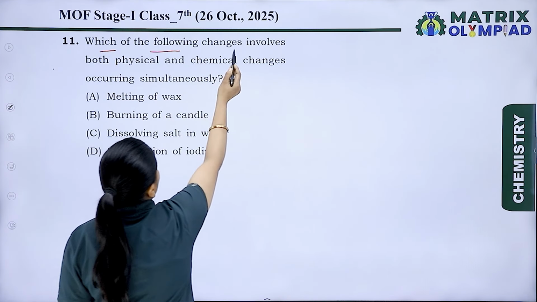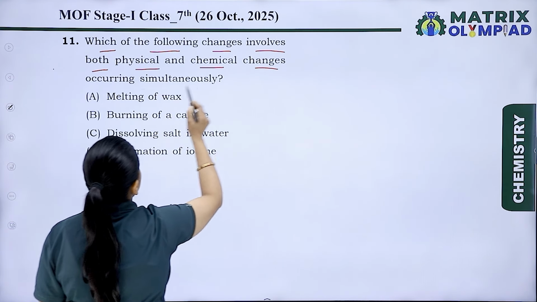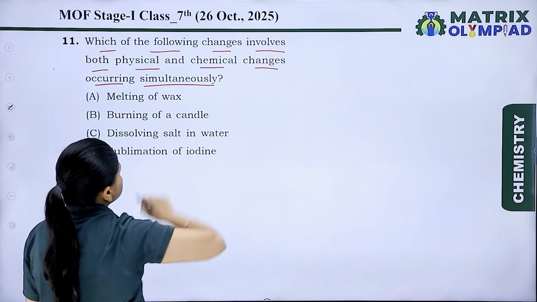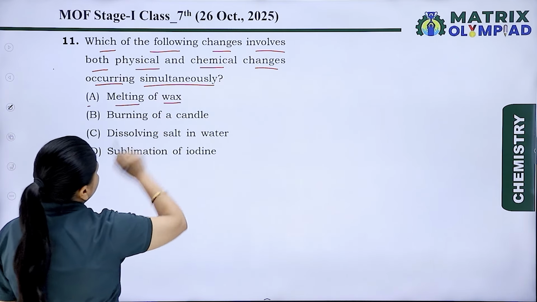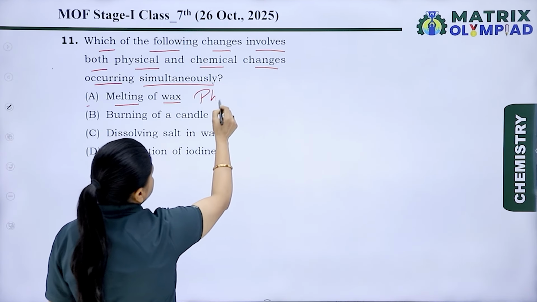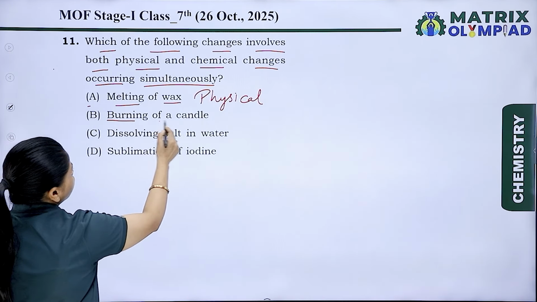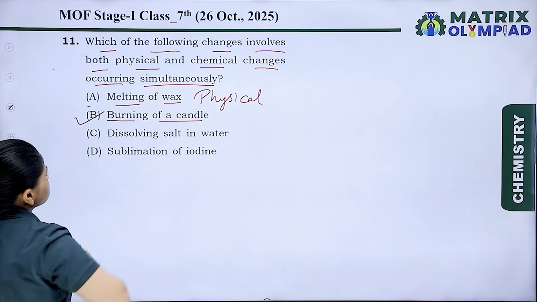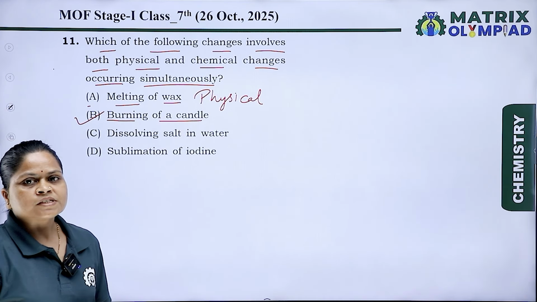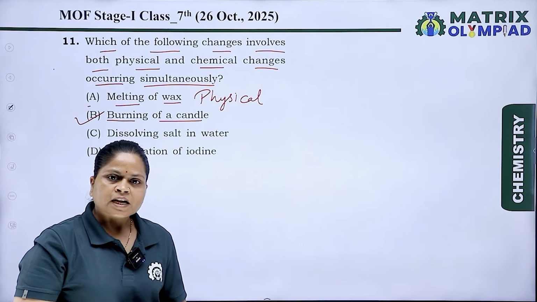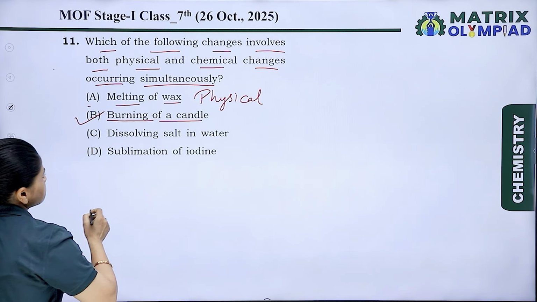Which of the following changes involves both physical and chemical changes occurring simultaneously? Let's discuss the options. Option A, melting of wax. This is a physical change, not a chemical change. Burning of a candle. Yes, this is correct, because when a candle is burned, physical and chemical changes take place simultaneously. So this is the correct answer.